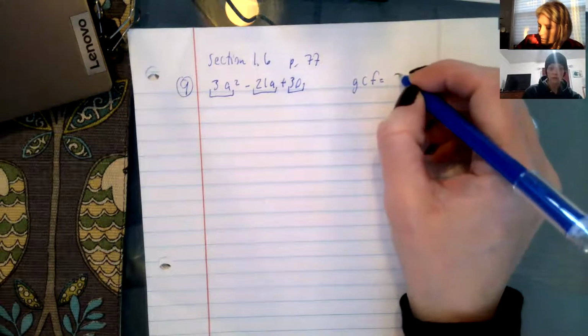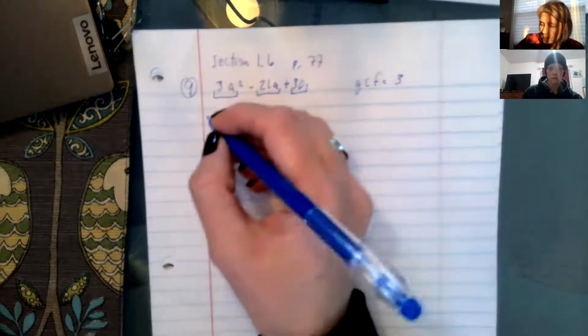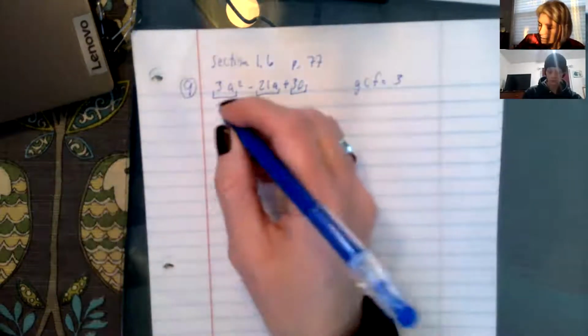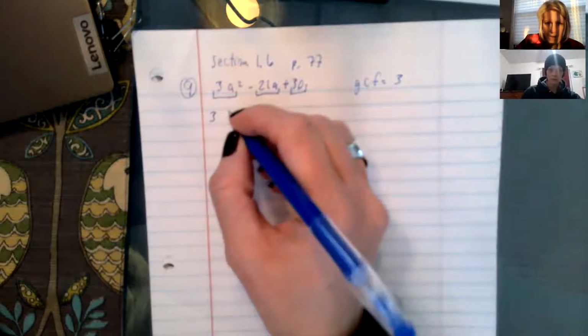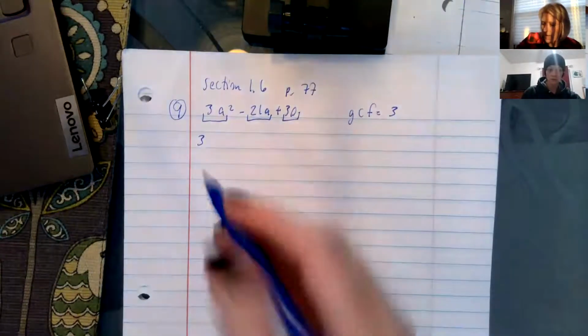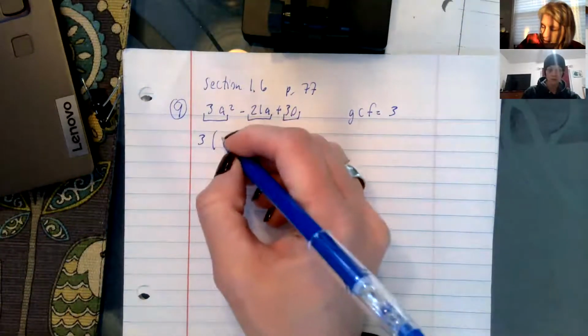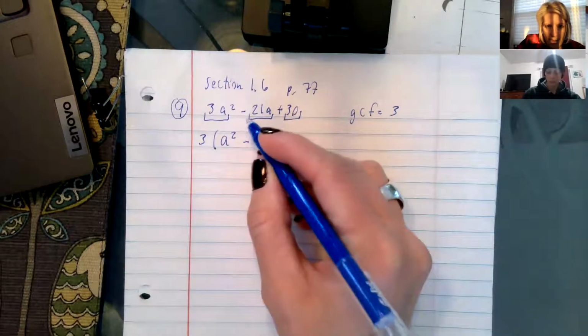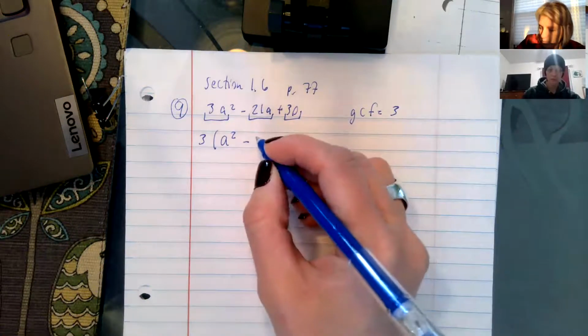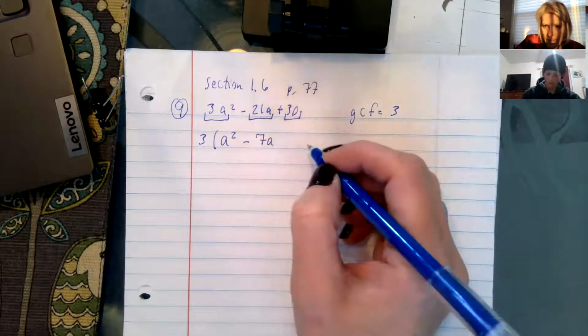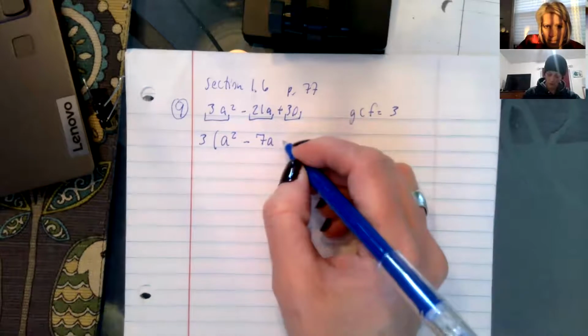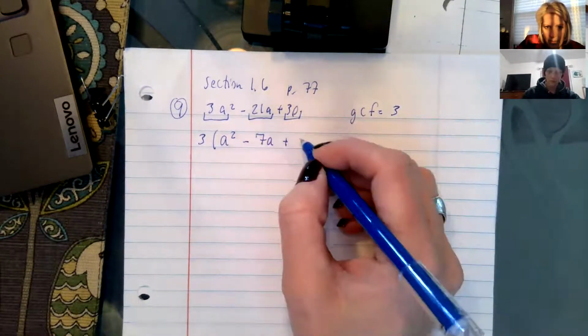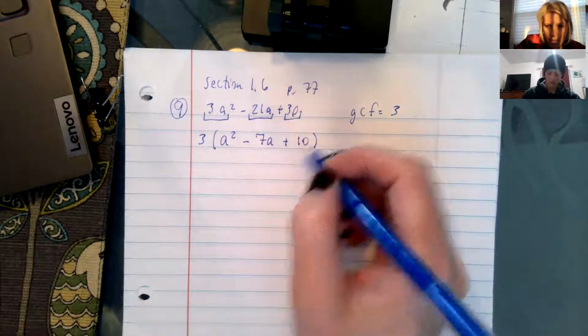So that's the first thing I'm going to do, I'm just going to write that out here to this side. So if I factor out a 3, If we divide out a 3, we have an a squared left in that first term. And then a negative 21 divided by 3 leaves us with a negative 7a in the second term. And then 30 divided by 3 leaves us with a 10 in the third term.